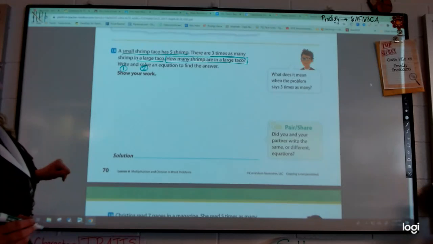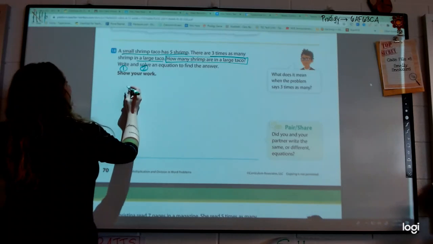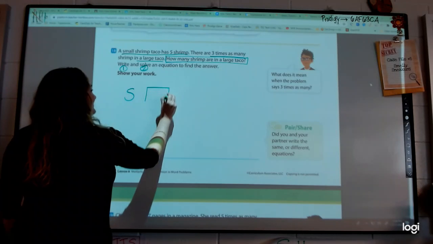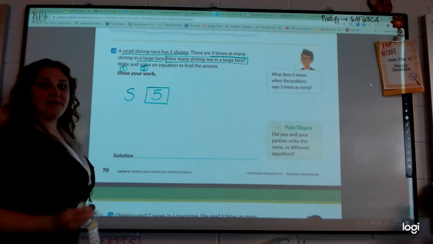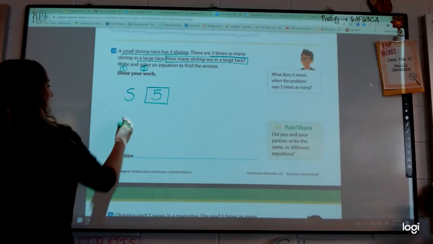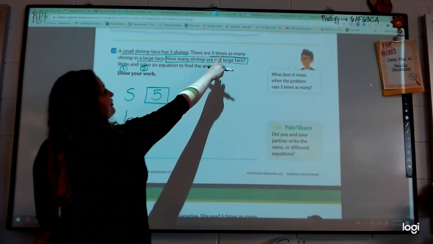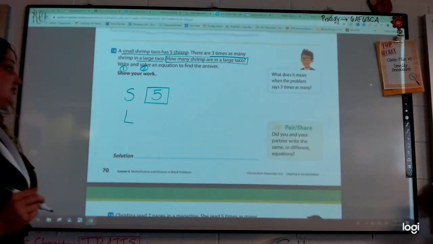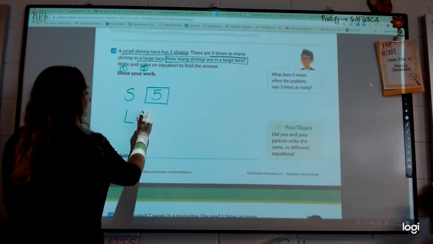So first, we know that a small shrimp taco has 5 shrimp, okay? So I will write small here, and it's a single box, and it has 5 shrimp, okay? We know that is true about the small taco. All right, the large taco, we don't know how many there are, but there are 3 times as many shrimp. So how many boxes do we need next to our large taco? Hopefully you're saying 3 for 3 times as many.